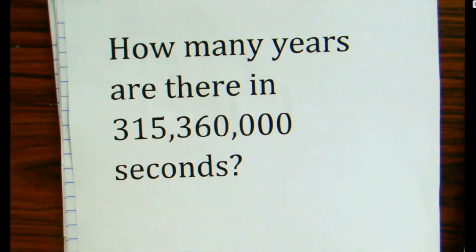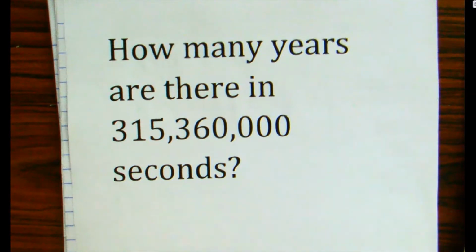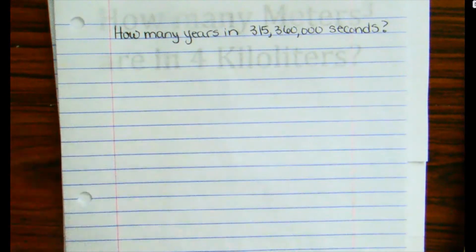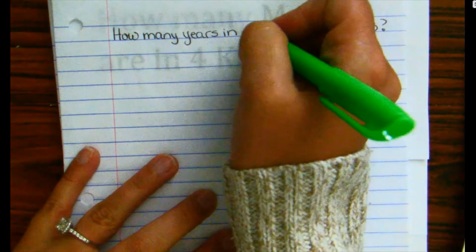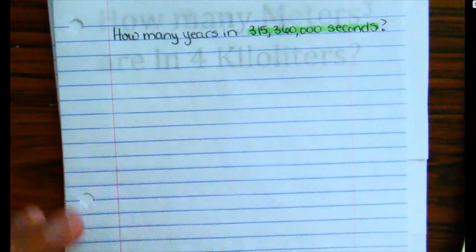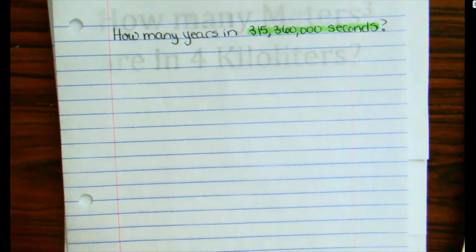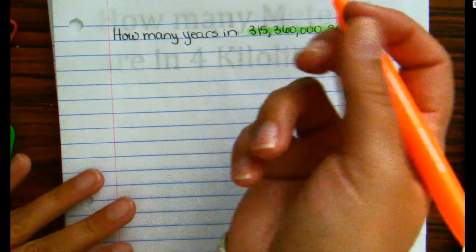Okay, let's do another example. How many years are there in 315,360,000 seconds? So, the first thing we do is write down the question. How many years are there in 315,360,000 seconds? So, let's highlight in green again what we were given. We were given a very specific amount of seconds. Then let's highlight in orange what we're looking for. We're looking for years.